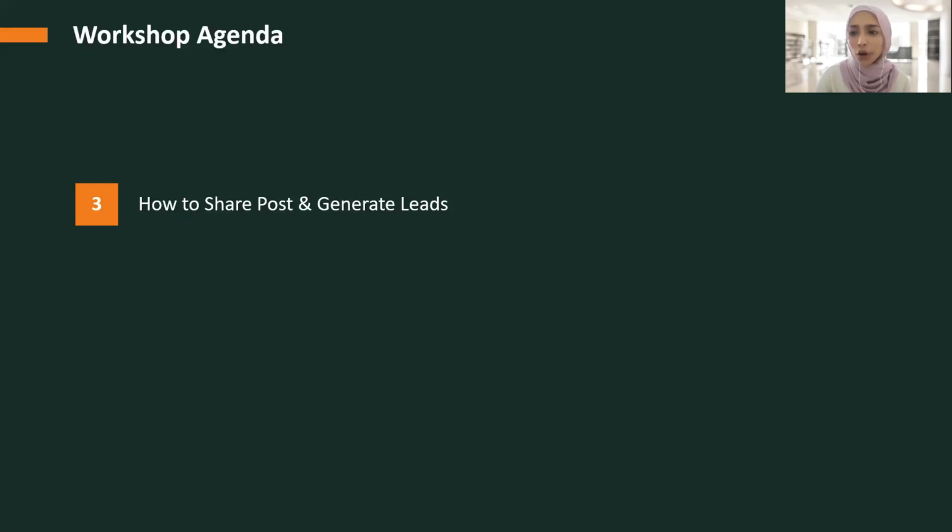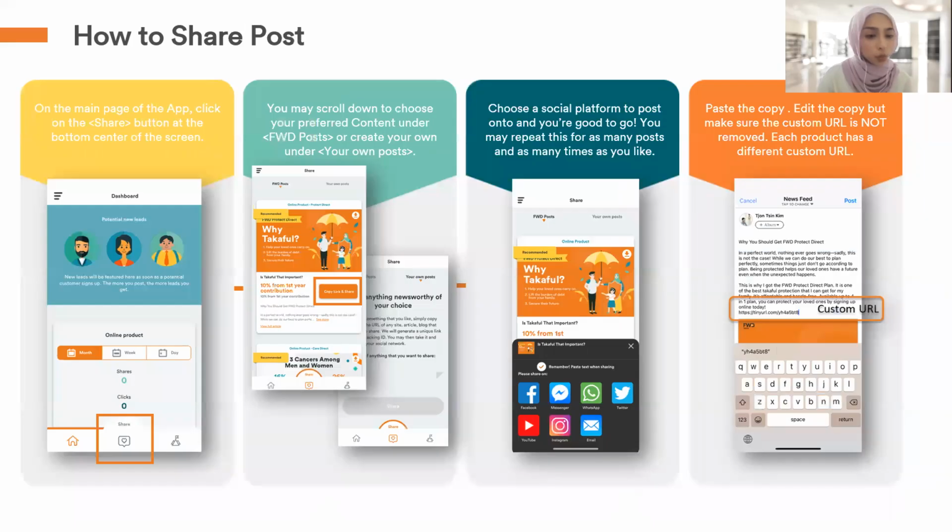Okay, so how do you share posts? Super simple. So now, let's say when you open up the app, you are now in your dashboard, right? So now you have to click on that chat box with a heart inside it in the middle. Click on that. You will come to FWD post. So this is where we have all the ready content material for you to use. So in order for you to use this, all you have to do is look for a content that you particularly want to use, click on copy link and share.